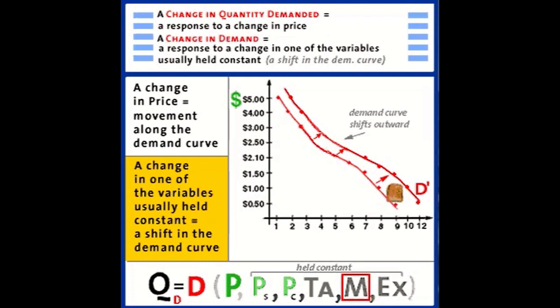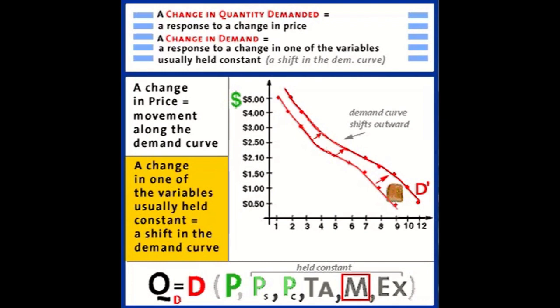So, a movement along the demand curve is a response to a change in the price of bread itself, and that's called a change in quantity demanded. A shift in the demand curve is caused by a change in one of the variables that we usually hold constant when we draw a demand curve, and this shift is called a change in demand.